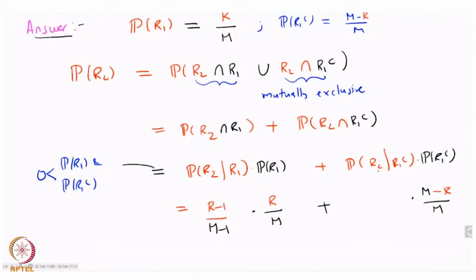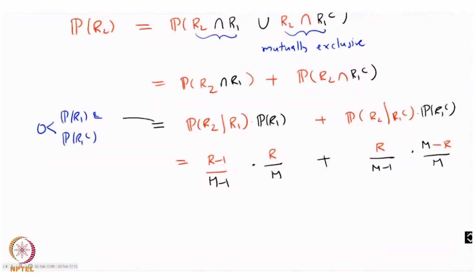This one, in the first draw, I have not picked a red. So all the red balls are there, but the number of balls has become m minus 1. So the bottom is m minus 1. The top one remains as r. Very nice. So now I have to do the algebra here.